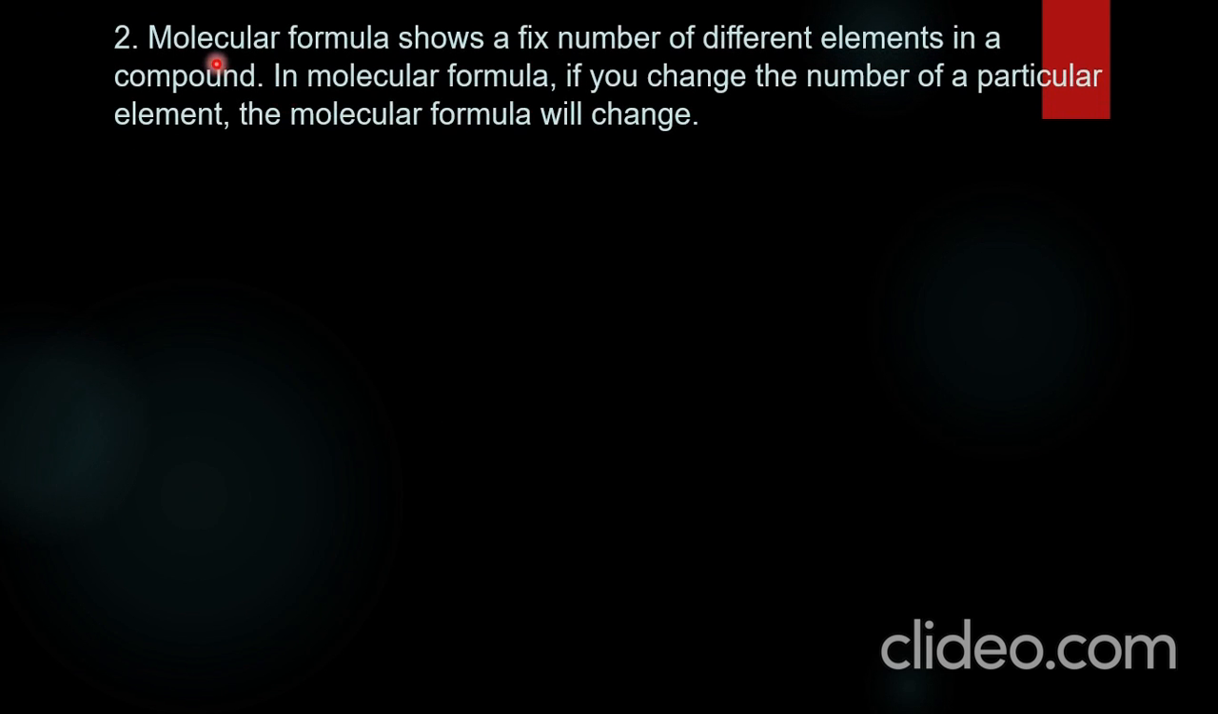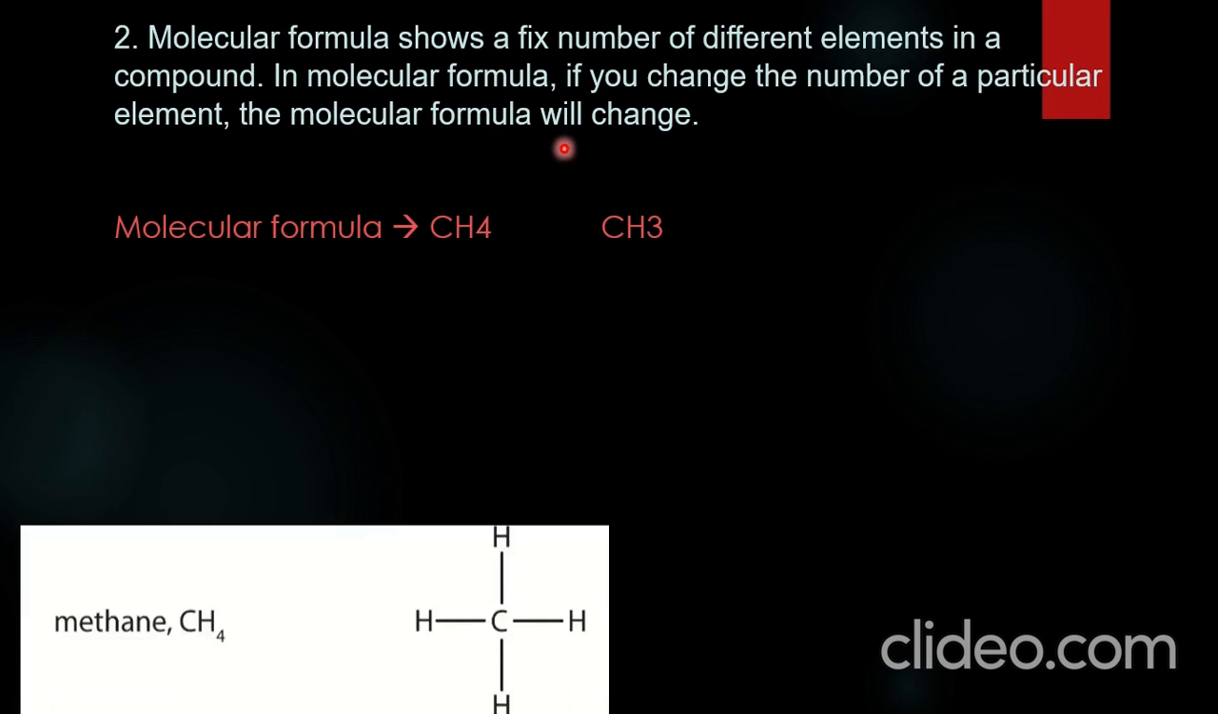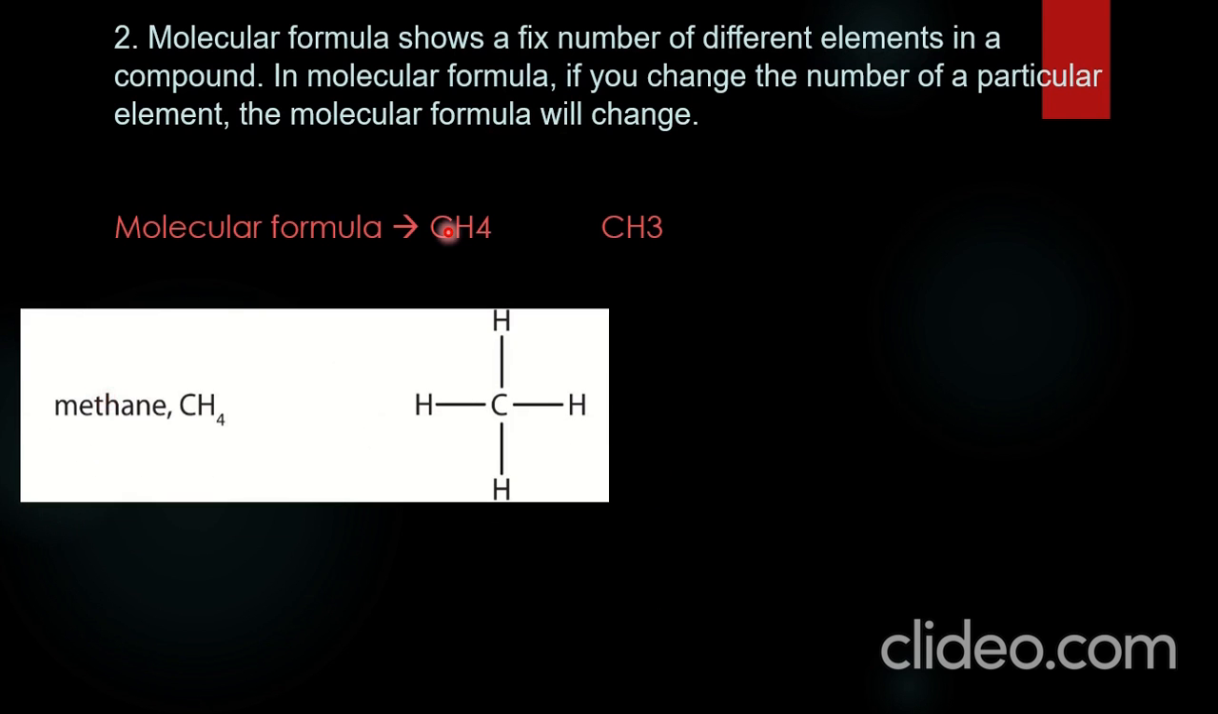The second reason is that molecular formula shows a fixed number of different elements in a compound. In molecular formula, if we change a number of particular element, the molecular formula will change. For example, here we have methane, which is CH4. If we change the number of hydrogen here, it will give us a different molecule, which is CH3. So these 2 molecules will not be the same.